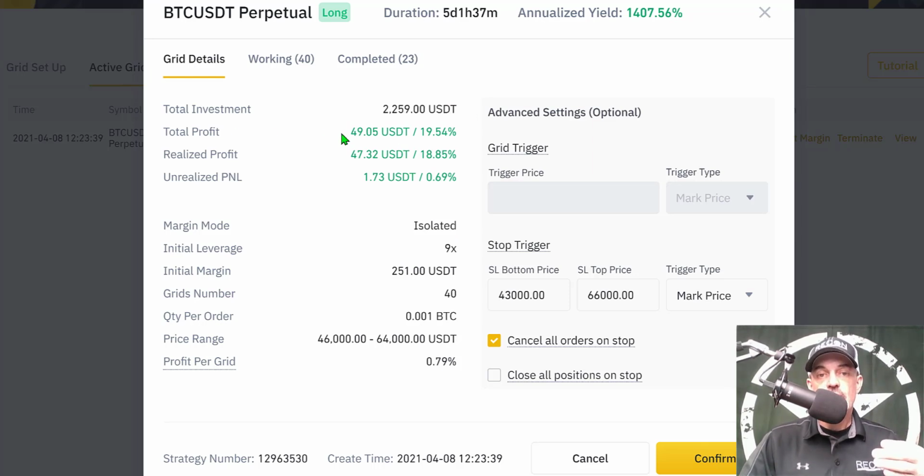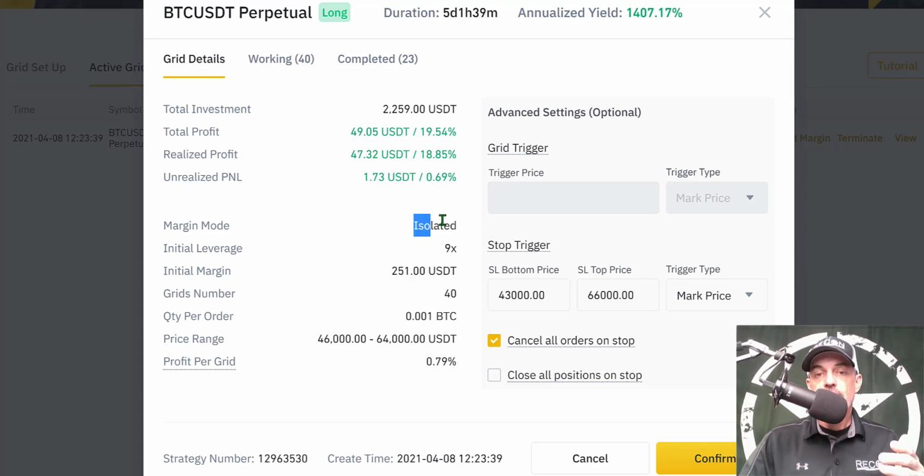Now, my profit percentages are all calculated off of my initial margin. So the total profit of $49 or 19.5% is actually calculated off of the $251, not the total investment amount. These figures are all based on this initial investment of $251 because in reality, that's what's on the line for me. If this position was to get liquidated, that's what would actually get liquidated.